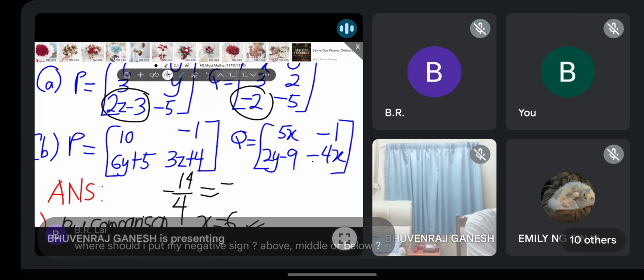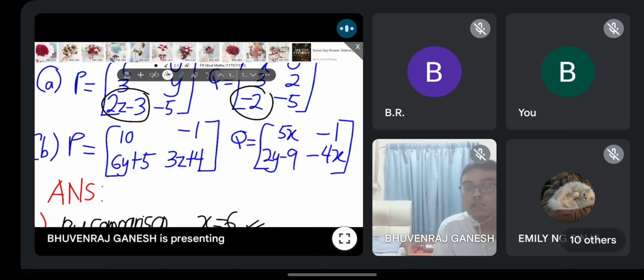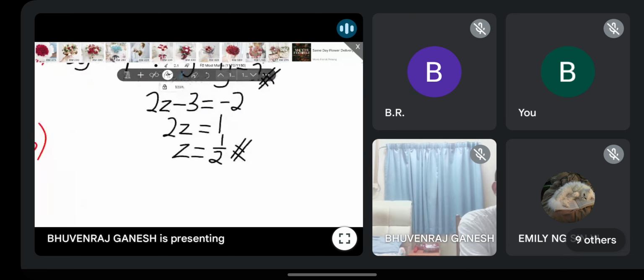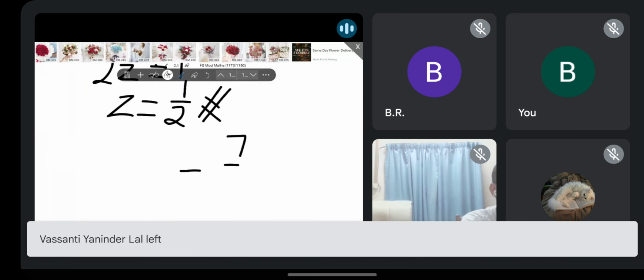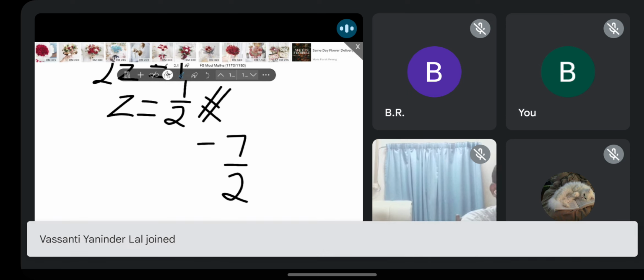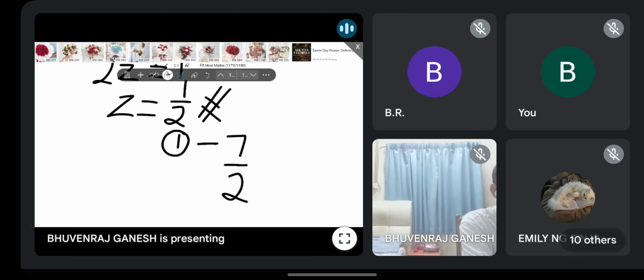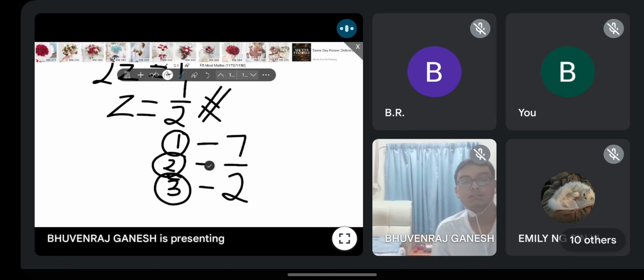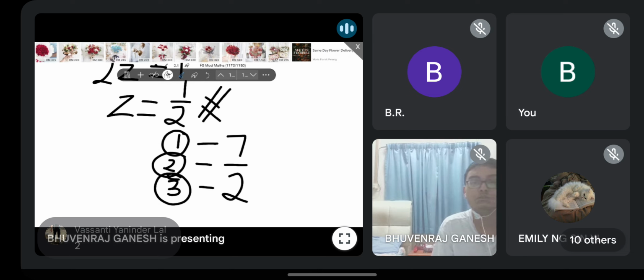Okay, so next one for z, can you all tell the value? Where should I put my negative sign? Good question also, this one. Listen now, guys. Like just now, negative 7 over 2, where to put the negative sign? So guys, let me ask you lah. Negative, this is position 1. Negative, position 2. Negative, position 3. Which is the correct answer to show negative 7 over 2?